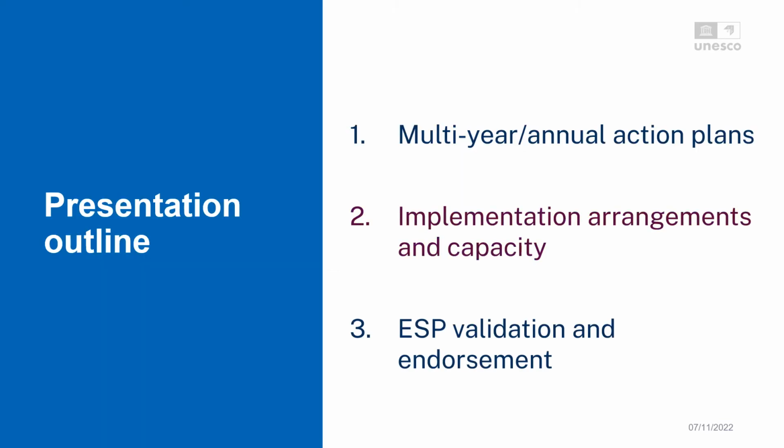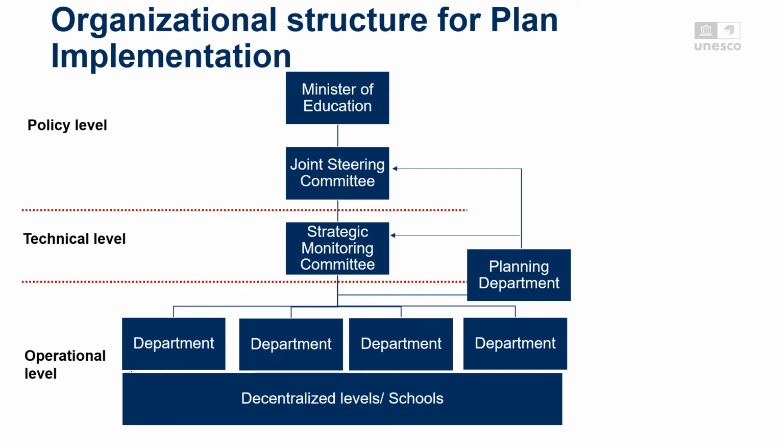Let's now look briefly at implementation arrangements and capacity. In addition to the implementation responsibilities detailed in the multi-year action plan, structures to oversee and advise on implementation are generally needed and described in the ESP. This is often very similar to the three-tiered participatory structure developed for ESP preparation and monitoring and evaluation. To the extent possible, the structure should be based on existing structures.